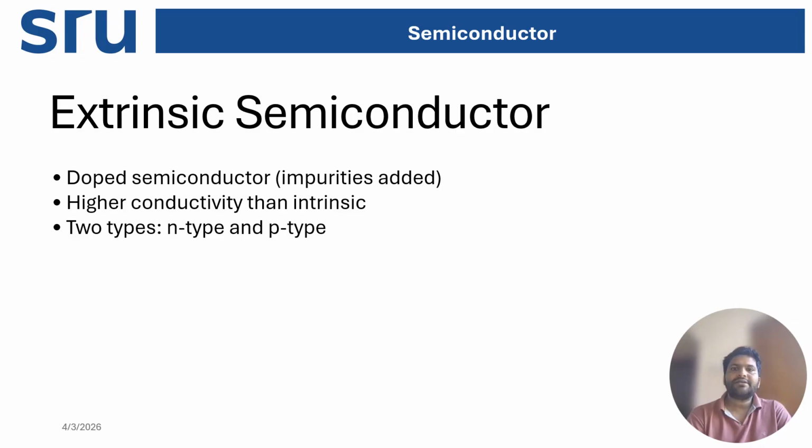Importance of extrinsic semiconductors: extrinsic semiconductors are extremely important because they allow us to control the conductivity by the doping process. They form the basis of the p-n junction. They are used to manufacture diodes, transistors and integrated circuits. They enable amplification and switching operations. Without extrinsic semiconductors, modern electronics such as computers, mobile phones and communication systems would not exist.